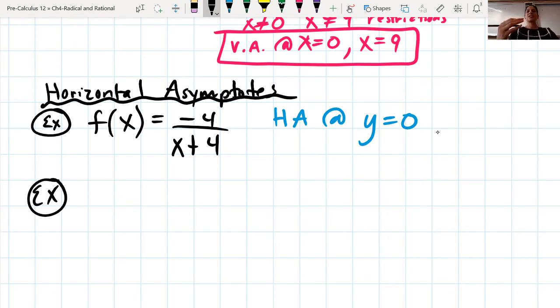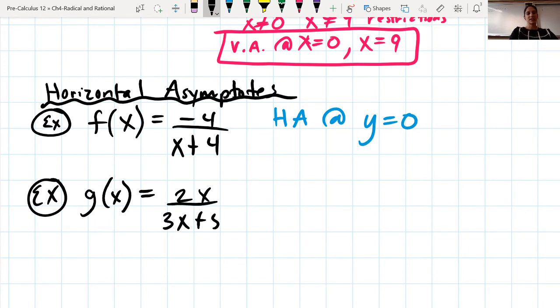Okay, so there's different types of horizontal asymptotes that can show up. It's not always at y equals 0. So let's take a look at something that's a little bit different. So here's this new function g of x, and it's 2x over 3x plus 5. In this case, the degree of the top is the same as the degree of the bottom here. I have an x to the 1 at the top and the bottom.